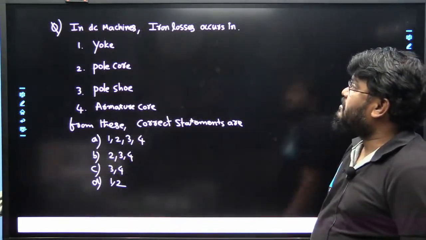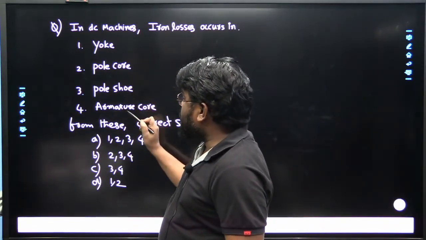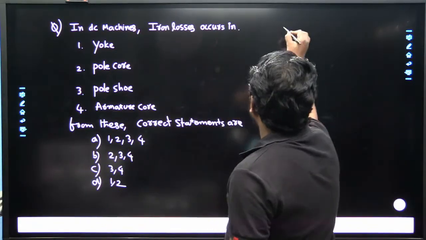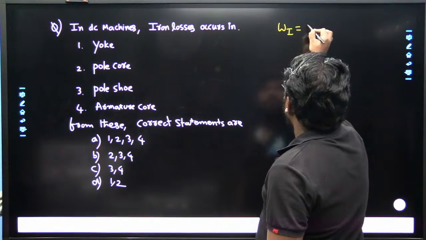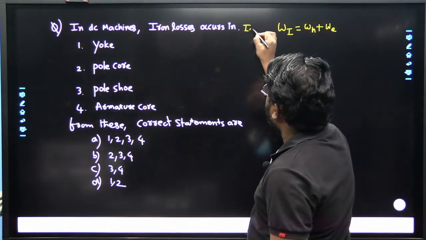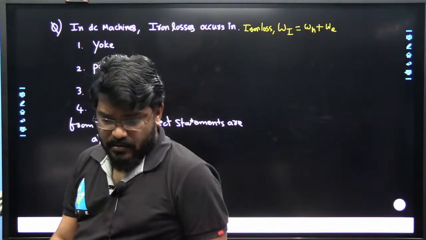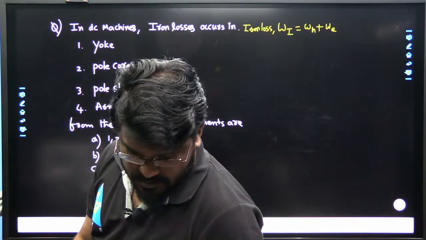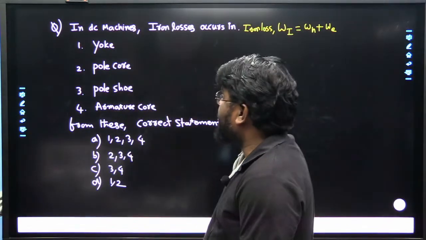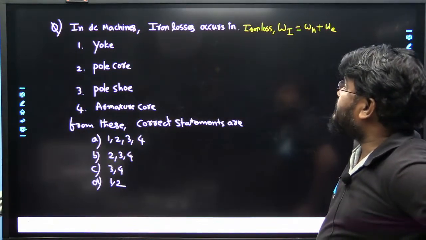In a DC machine, iron losses occur in the yoke, pole core, pole shoe, armature core. From these, the correct statements are: iron loss is equal to hysteresis loss plus eddy current loss. Yes, that's correct, Dilip. Now tell me this question, in a DC machine iron losses occur in.